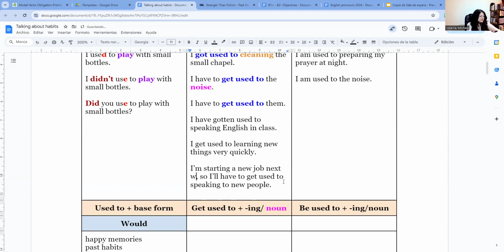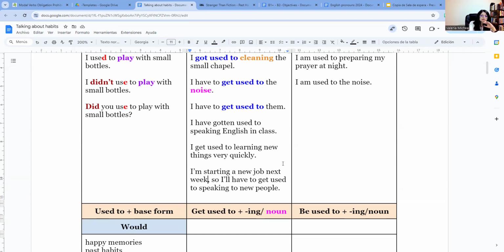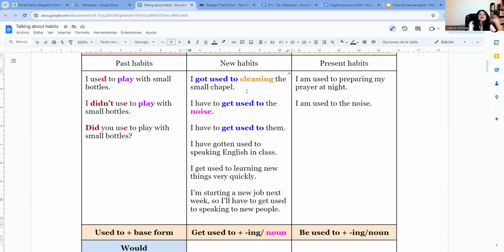I forgot to write down the word week. So I'll have to get used to speaking to new people. Yeah, it's possible to use it in all of the tenses. It's not a problem. But it's related to, again, the idea of a new habit. It's not something that has been happening for a long time in your life. It's a recent habit, if you wish, right?